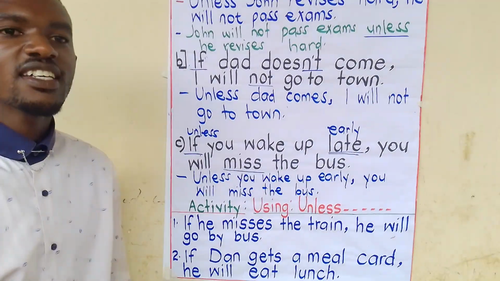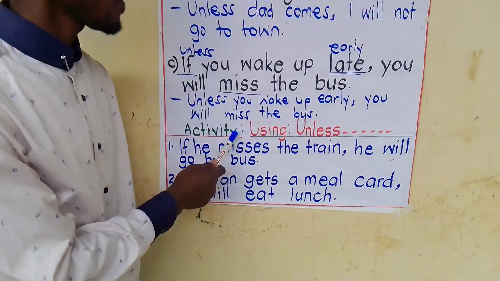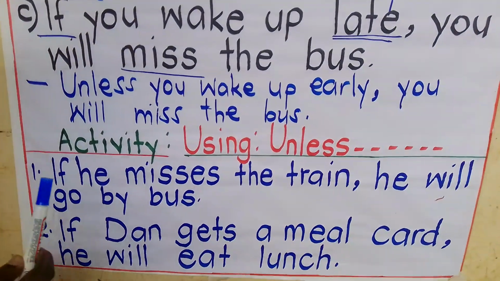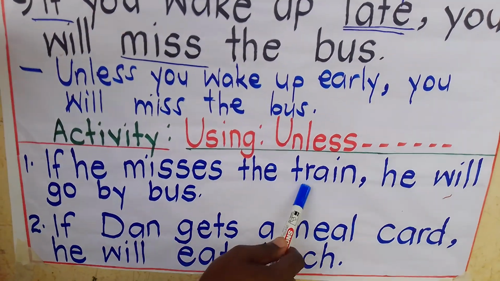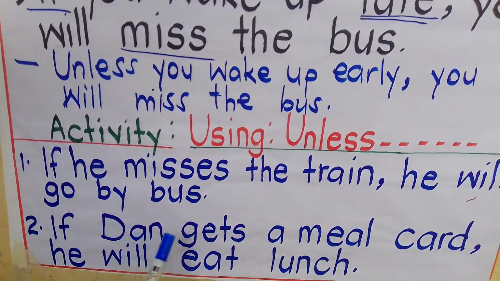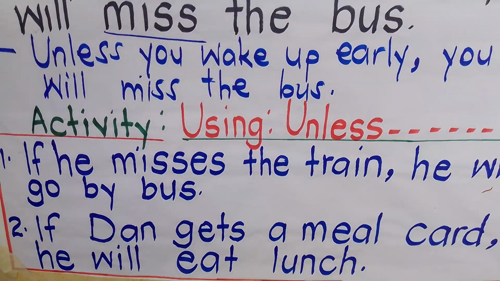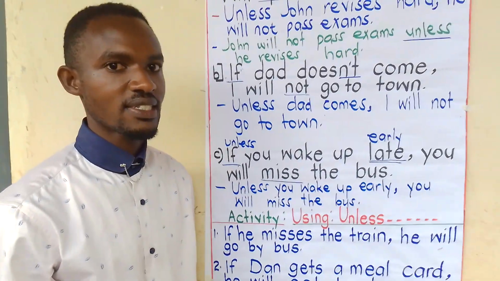Then learners, you can do this activity at your own time, using unless. Our number 1 is, if he misses the train, he will go by bus. Number 2, if Dan gets a meal card, he will eat lunch. You can use unless in the middle of the sentence and at the start of the sentence.